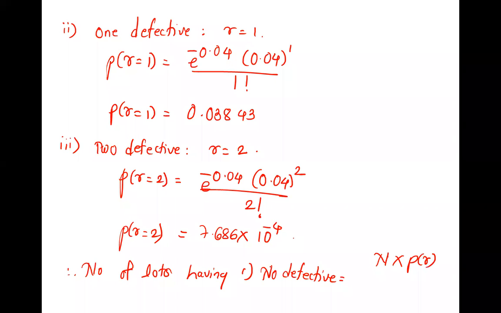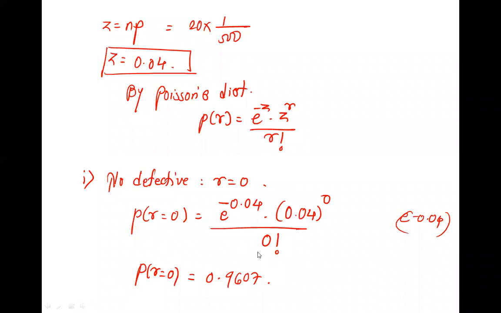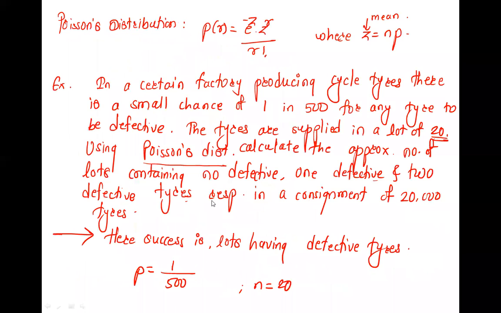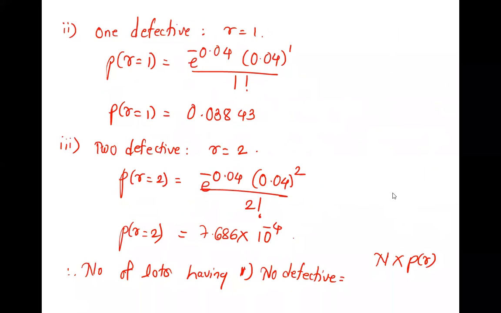So what is N? Capital N? In a consignment of 20,000 tires. So is N 20,000? So 20,000 into probability of no defective. It was 0.9607. So what do we get? Find it.